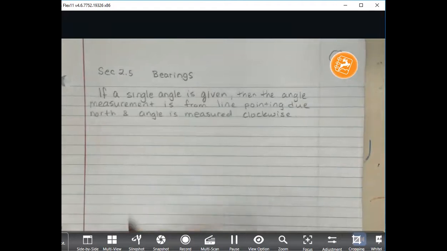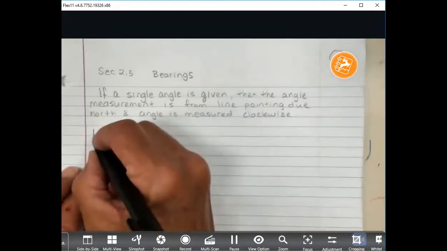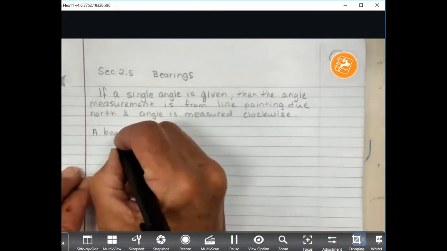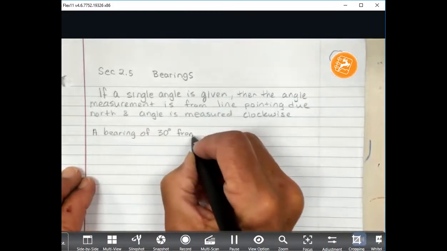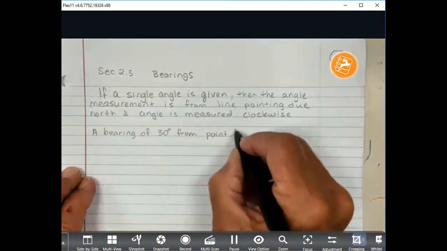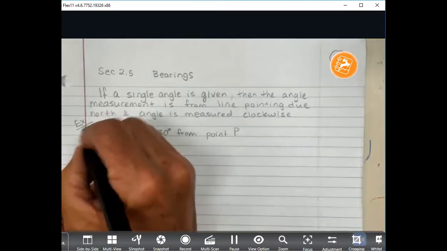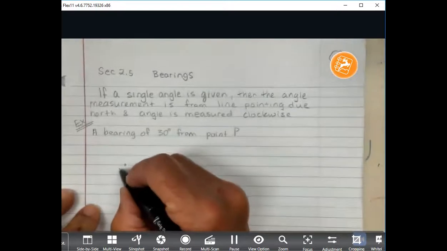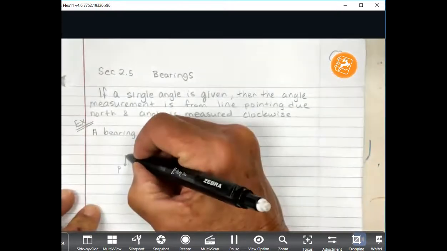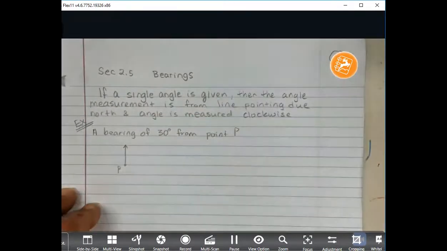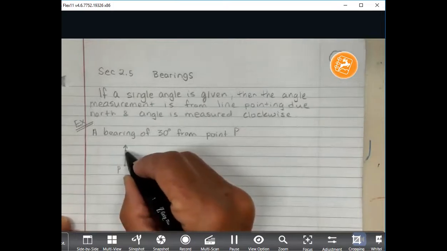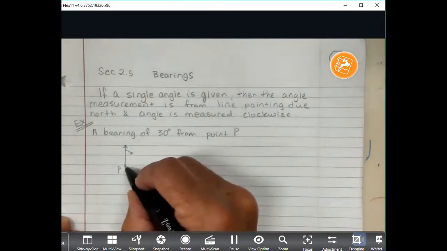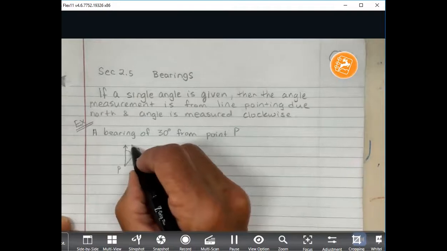For example, if you were seeing a bearing of 30 degrees from point P, then from point P, draw yourself a due north line. Then you get out your compass and you measure a 30-degree angle. So a right angle is 90 degrees, a 30-degree would be about 1/3 that way. We go clockwise, 30 degrees. So it's pointing in something this direction.